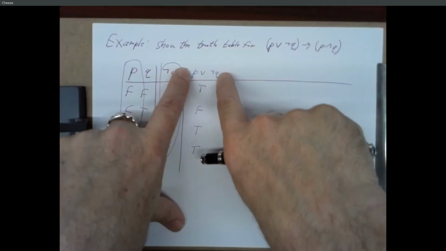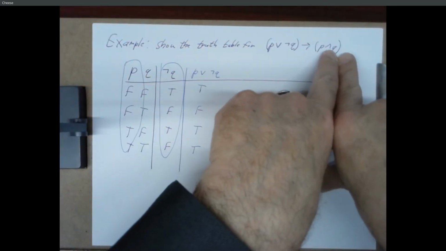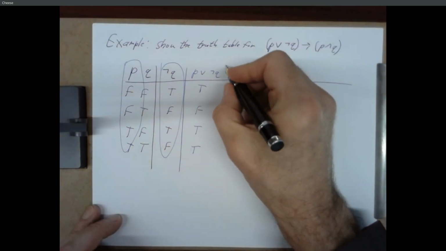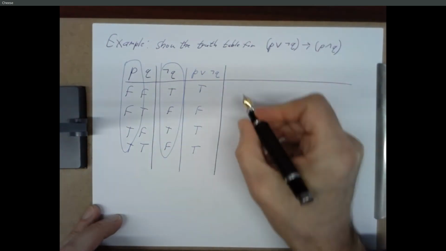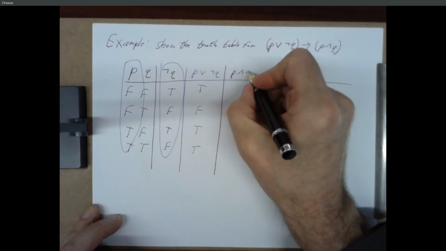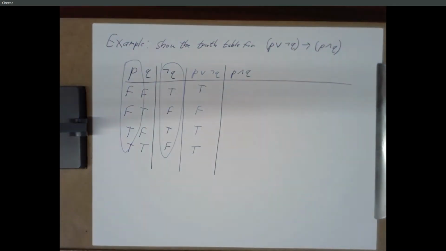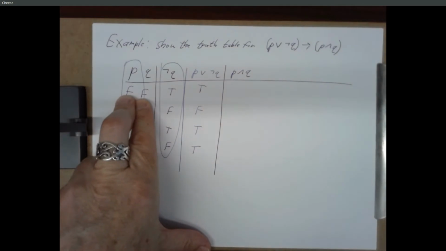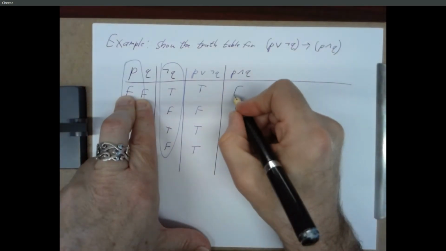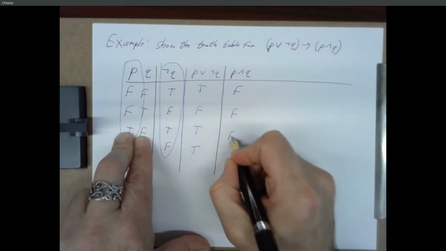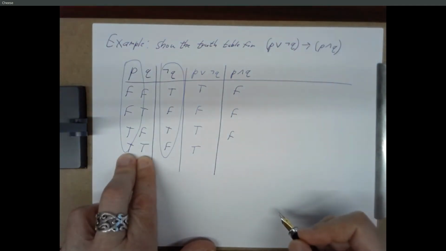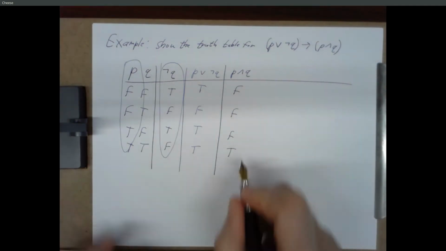Okay, well, I want to know if this column implies P and Q. I'm going to make a new column. I'm going to call it P and Q. And I know how to do an AND. I basically need both P and Q to be true. So here, here, and here, P and Q is false. But down here where P and Q are both true, P and Q is true.